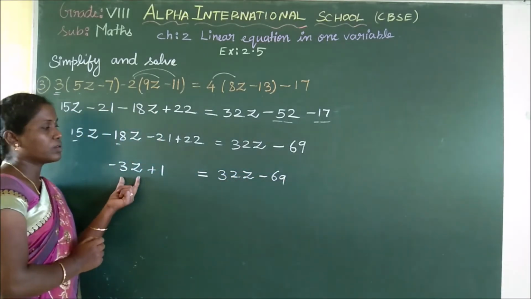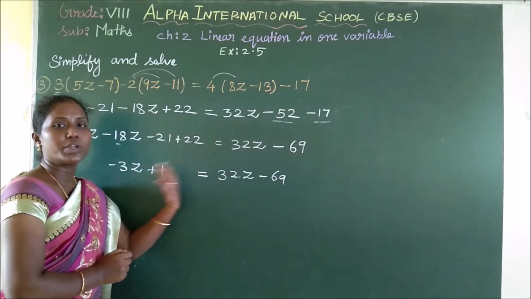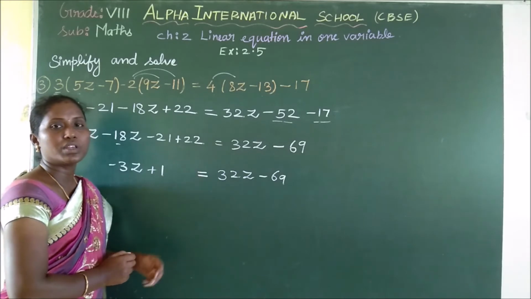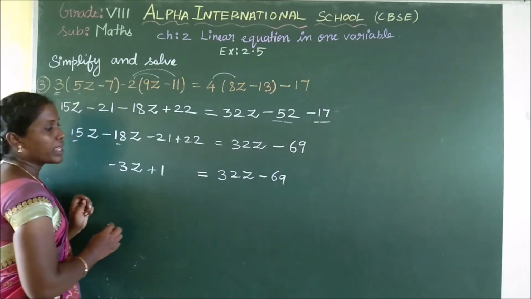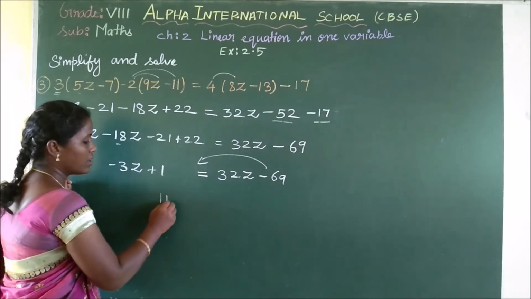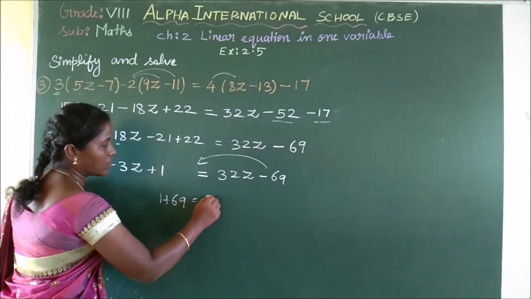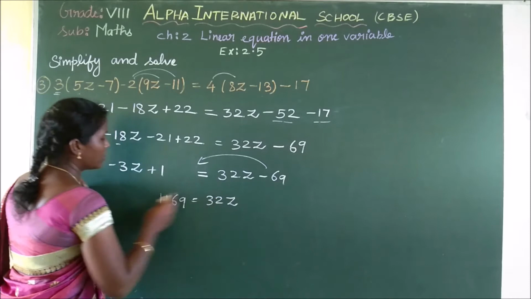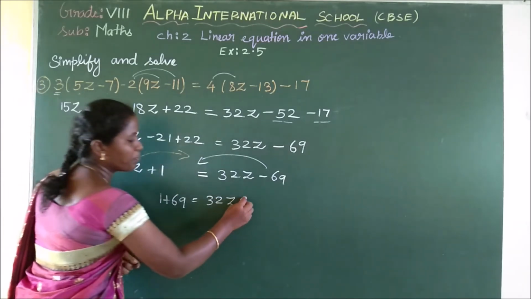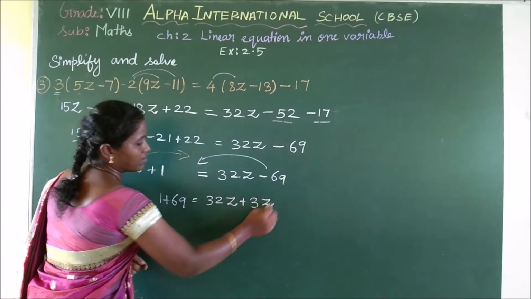Now see, here is a variable. We are going to rearrange the equation, with the variables to one side and the numbers to the other side. How can we do that? Shall we take minus 69 to this side? So 1 plus 69 is equal to 32z. What about minus 3z? If it moves to the other side of the equation, it is plus 3z.